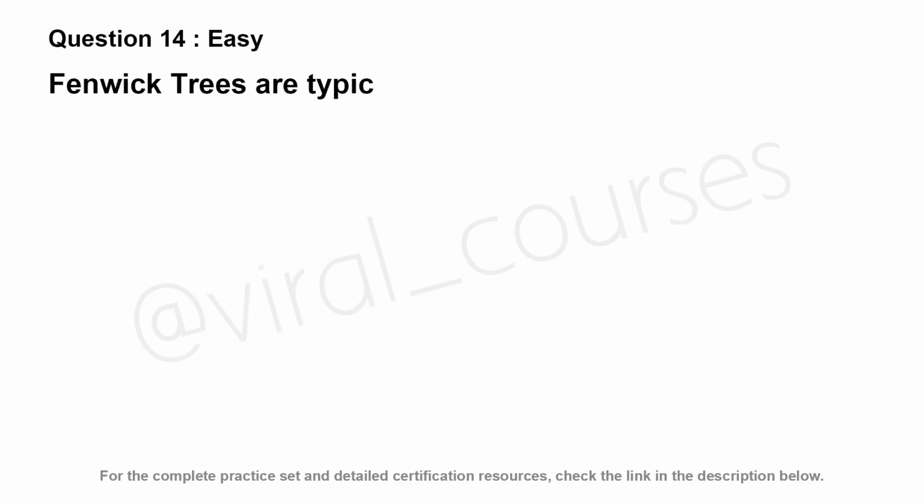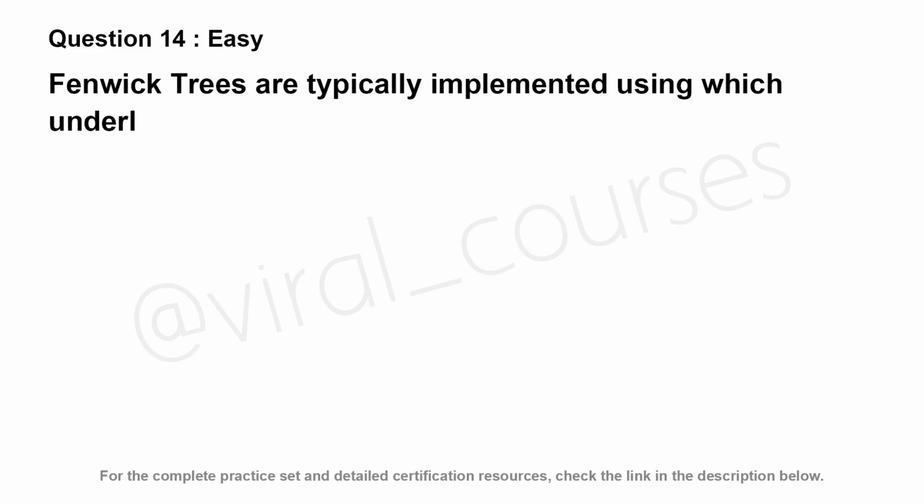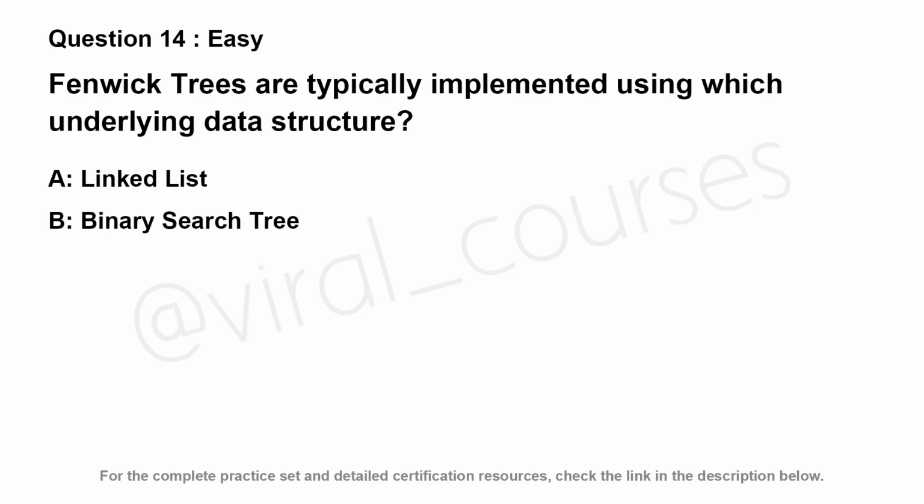Fenwick trees are typically implemented using which underlying data structure? Option A, linked list. Option B, binary search tree. Option C, array. Option D, hash map.